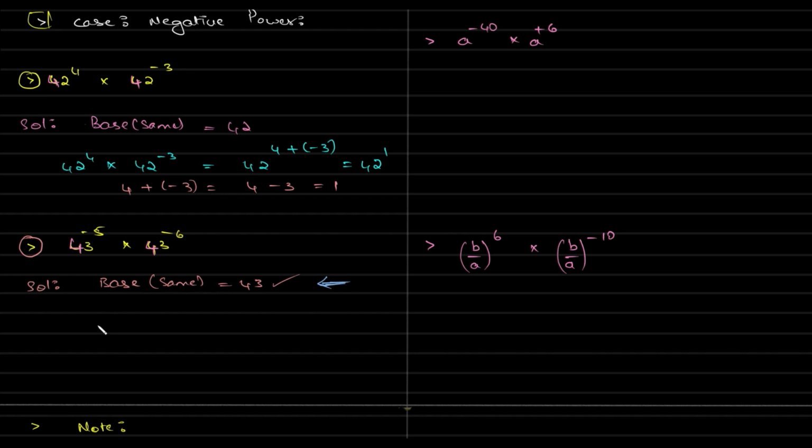So now 43 to the power of negative 5, into 43 to the power of negative 6. So 43 to the power of negative 5 plus of negative 6. So it's a simple addition process. If you want to do it the lengthy way, plus of minus is minus. So we have the same negative sign, negative numbers, 5 plus 6, and we have negative 11.